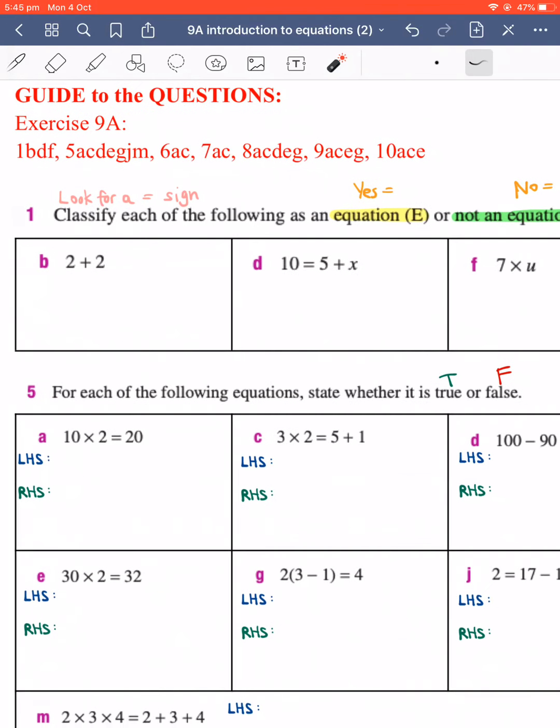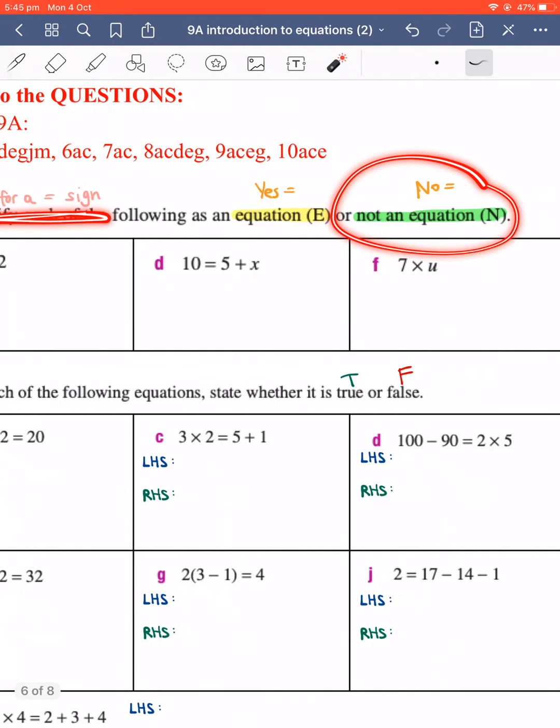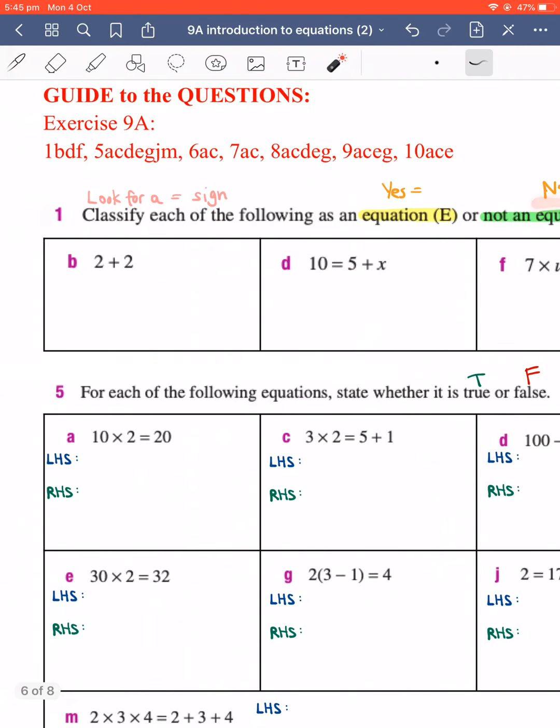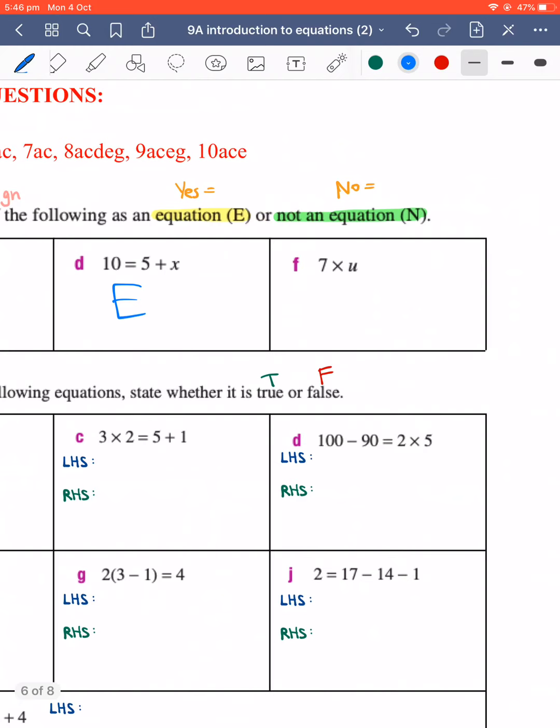So the first question is asking you to classify each of the following as either an equation, meaning it has an equal sign, so I'm looking for that equal sign, or not an equation, meaning it does not have an equal sign. First one here, no equal sign, so it is not an equation. Next one, I do have an equal sign and I have a left-hand side and a right-hand side, so this is indeed an equation. And our next one, 7 multiplied by u, I've only got one side, I haven't got an equal sign, so that is not an equation.